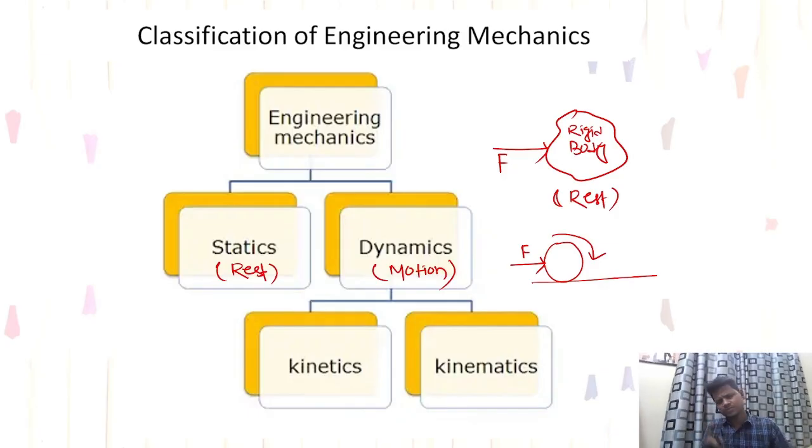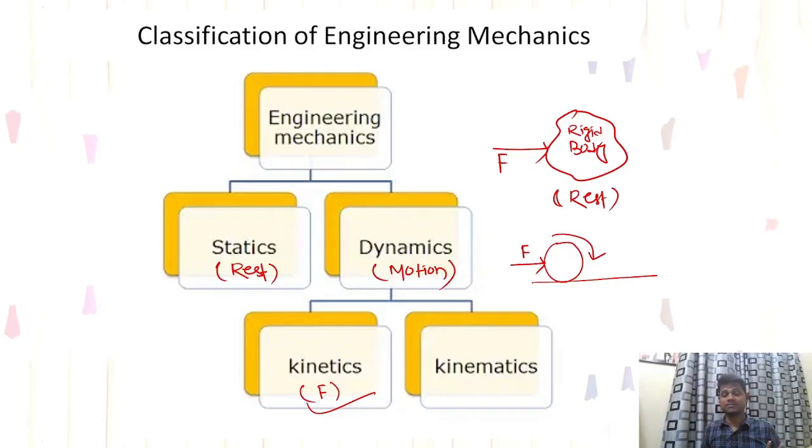As I said, in dynamics, the body is in motion, and if the body is in motion, there must be some forces applied. Why is the body in motion? If something is moved, that means there must be some external forces applied. Kinetics is saying what is the magnitude of the forces. Please tell me. Kinetics is telling, let me know what is the magnitude of forces you have applied to that body so that the body is in motion.